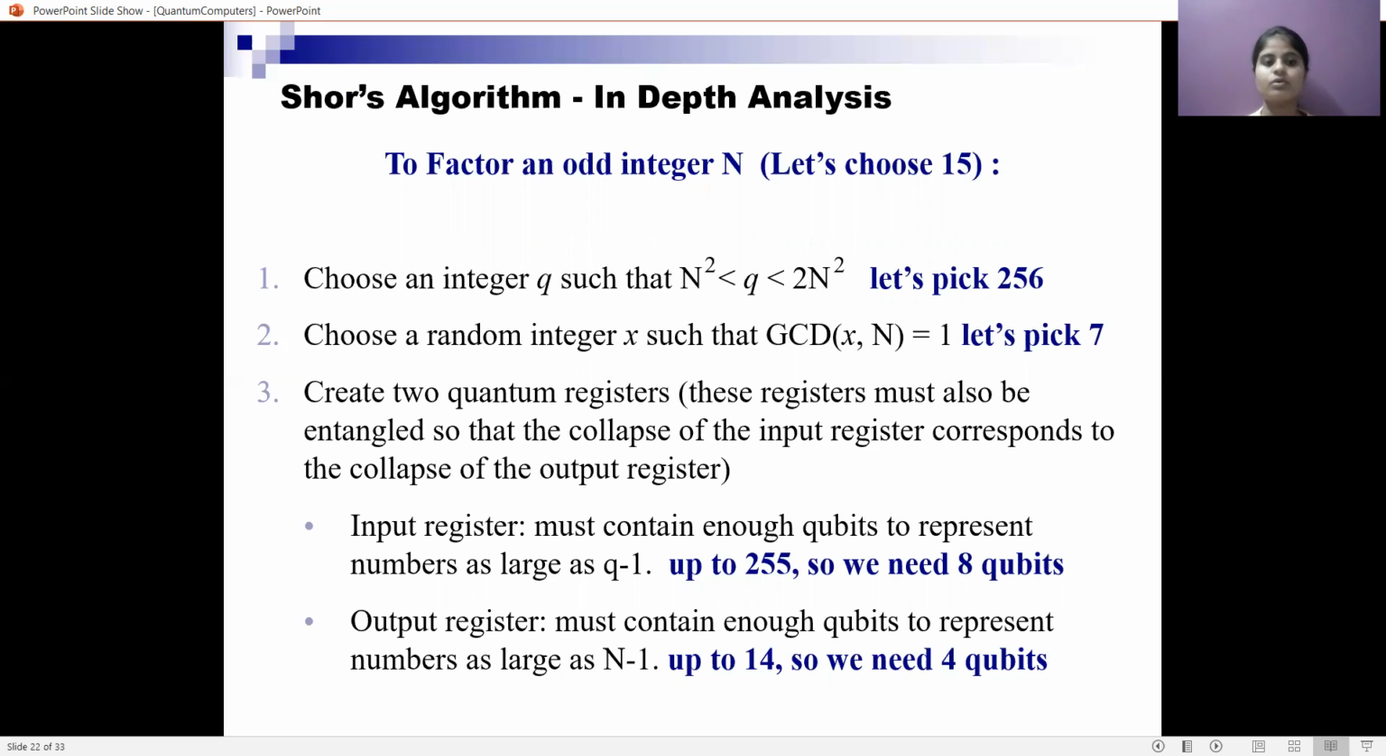Create 2 quantum registers. These registers must also be entangled so that the collapse of the input register corresponds to the collapse of the output register. Input register: it must contain enough qubits to represent numbers as large as q minus 1. In this case, we have taken 256, so up to 255, and we need 8 qubits. Output register: it must contain enough qubits to represent numbers as large as n minus 1. So up to 14, we need 4 qubits.